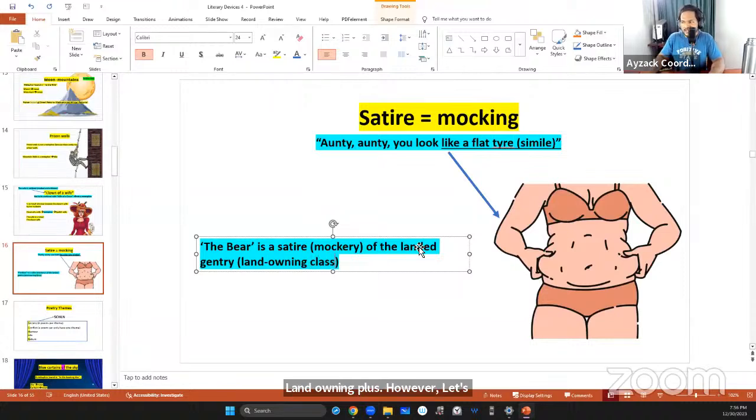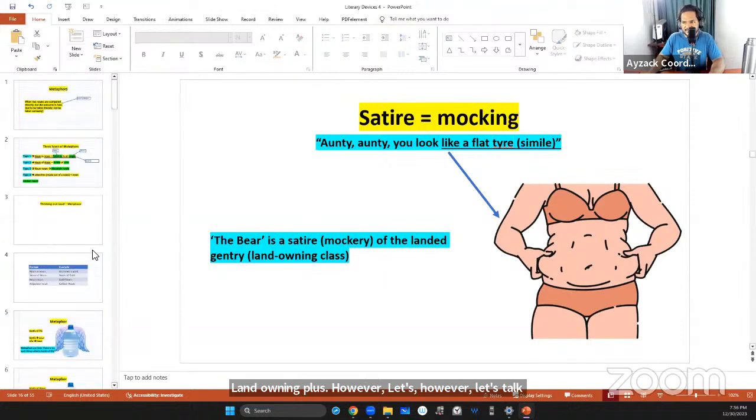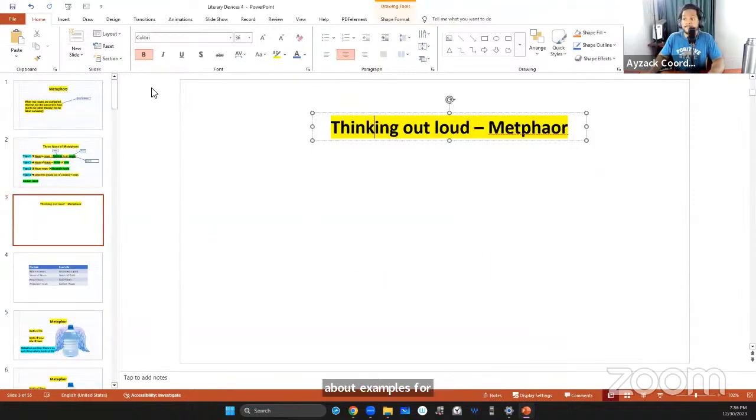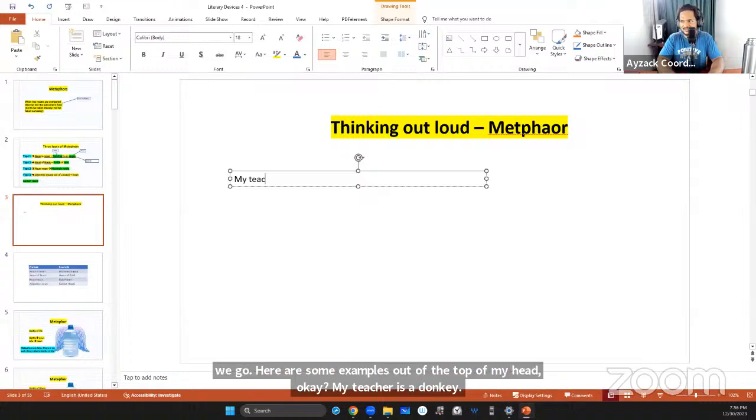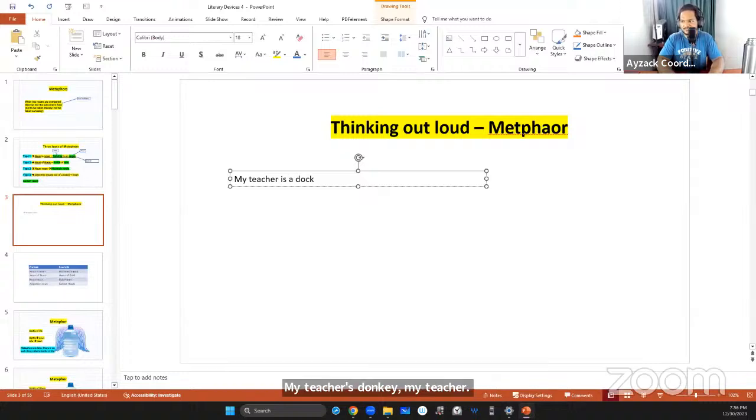However, let's talk about examples for metaphors, Nangis and Mallis. Here are some examples off the top of my head, okay? My teacher is a donkey. No, old goat, old goat. A lot of literature teachers are, right?